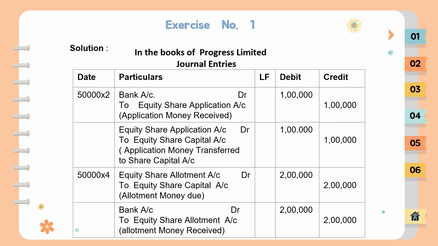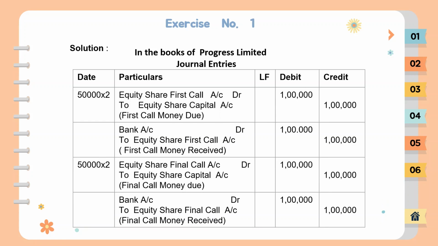Allotment money received. Now the third stage, equity share first call. Here the call money is ₹2, so 50,000 into 2, 1 lakh. Now the entry goes like this: equity share first call to equity share capital. Now receiving the first call money. Now the fourth stage, here the amount is ₹2, so again 50,000 into 2. Equity share final call account debtor to equity share capital, and bank account debtor to equity share final call. So like this you should do.